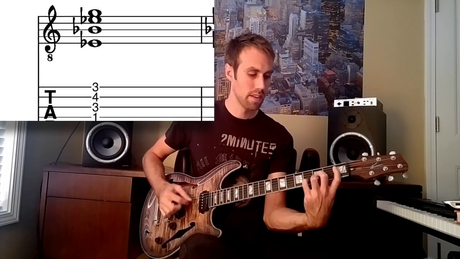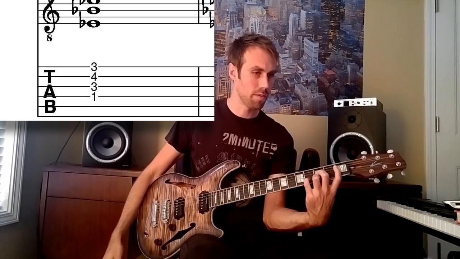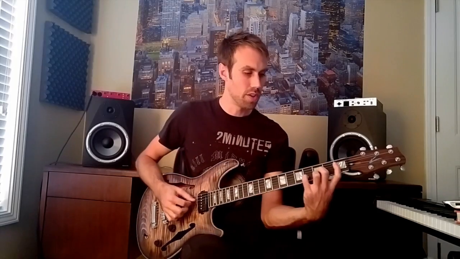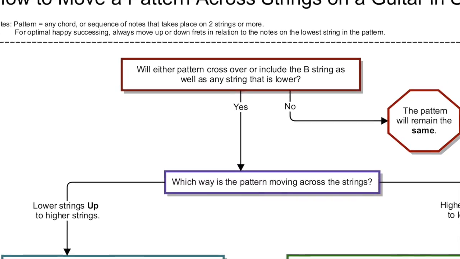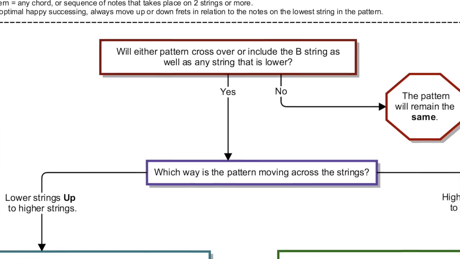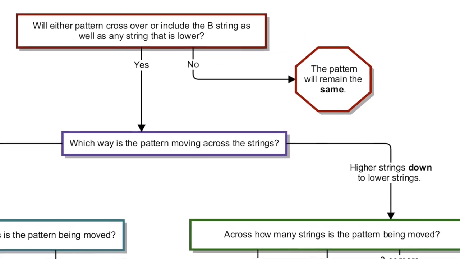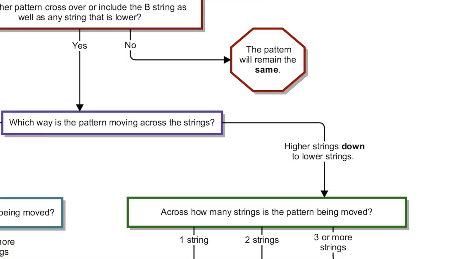Let's do one more. Well, actually, I'm going to do two more, but the last two are related. So let's take that original chord that I had, the E flat major. All right, so let's take this one and run it through the process. Yes, it does take place on the B as well as the lower string. It's moving down the strings, and then it's moving across one string.